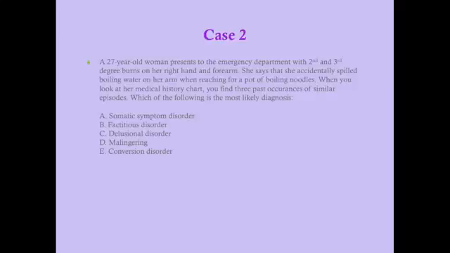Case 2, a 27-year-old woman presents to the ED with 2nd and 3rd degree burns on her right hand and forearm. She says she accidentally spilled boiling water on her arm while reaching for a pot of boiling noodles. When you look at her medical history chart, you find 3 past occurrences of similar episodes. Which of the following is the most likely diagnosis? A, somatic symptom disorder, B, factitious disorder, C, delusional disorder, D, malingering, or E, conversion disorder. And we are asking here for the most likely diagnosis. Other diagnoses are possible, but what is the most likely of all of these?